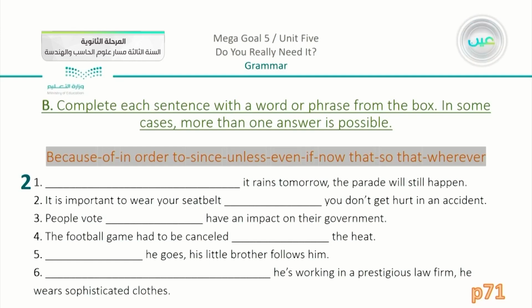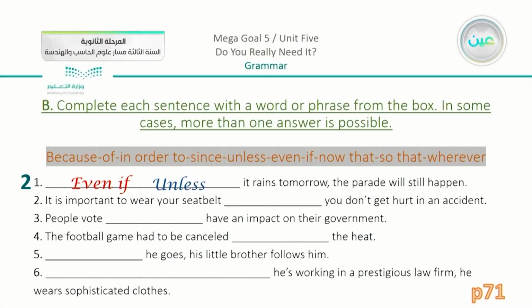Now, I told you that we have two options here. We can say, for example, even if, and also unless. So, unless it rains tomorrow, the parade will still happen. Both conjunctions do complete the adverb clause here.